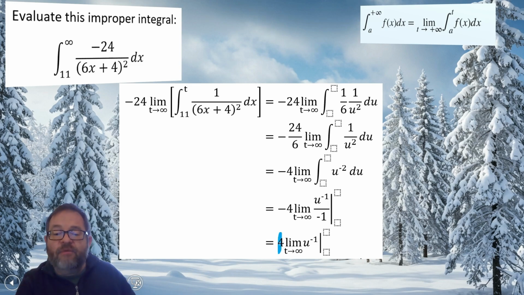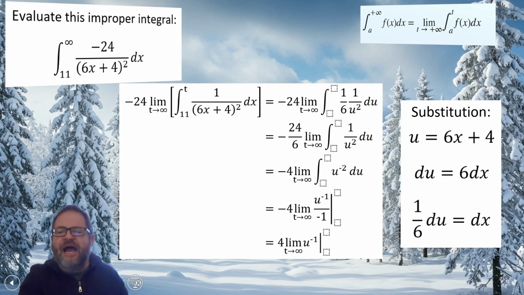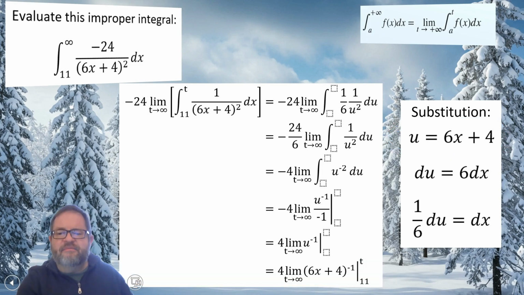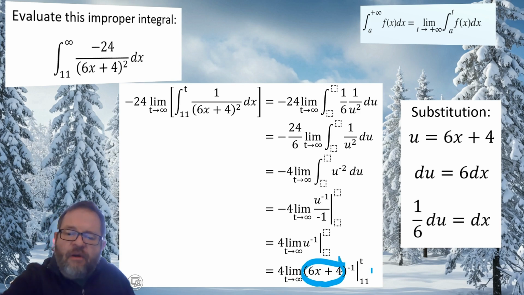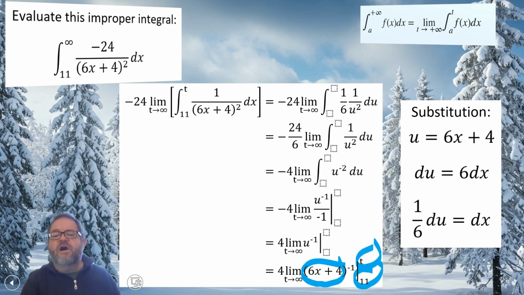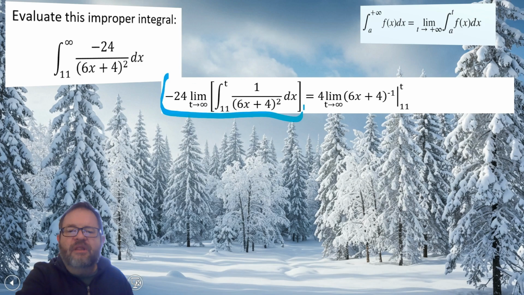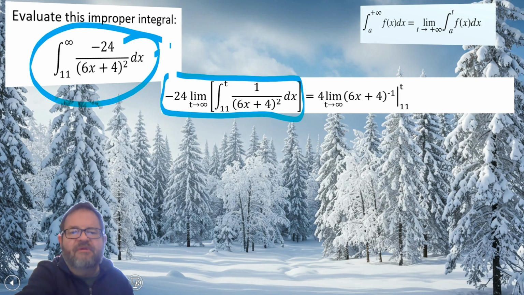And then we've got the limit as t approaches, I'm sorry, t approaches infinity of u to the negative 1. I think it's time to go back to our substitution here and remember that u is equal to 6x plus 4. Let's put that back in. So this is now the limit. Instead of being u to the negative 1, it's 6x plus 4 to the negative 1. And now our who knows and who cares goes back to being our original 11 and t. Perfect.